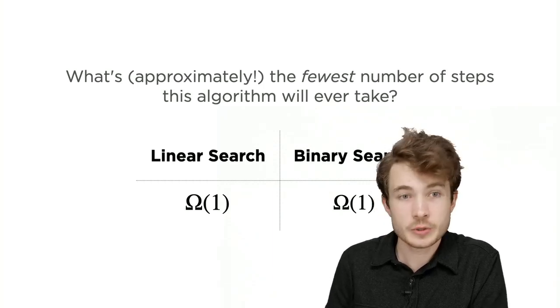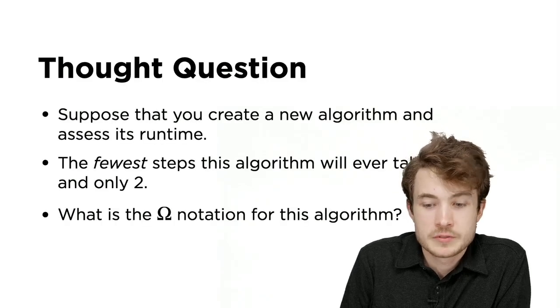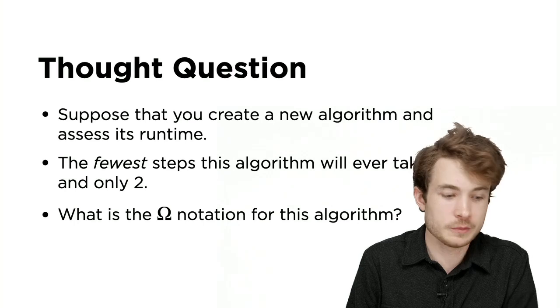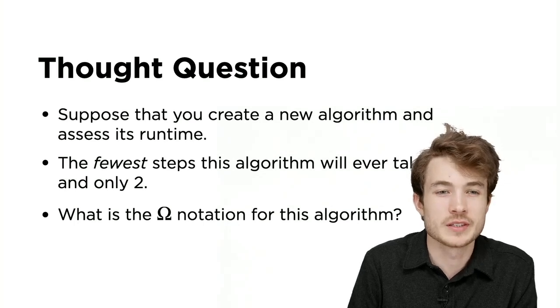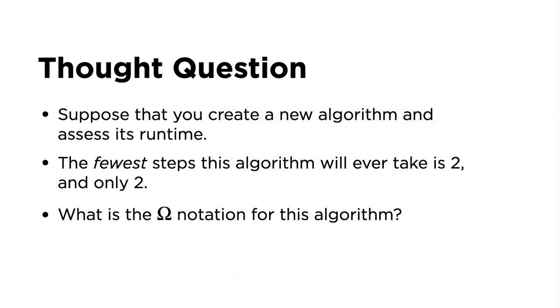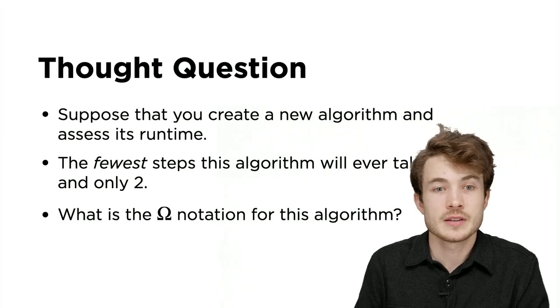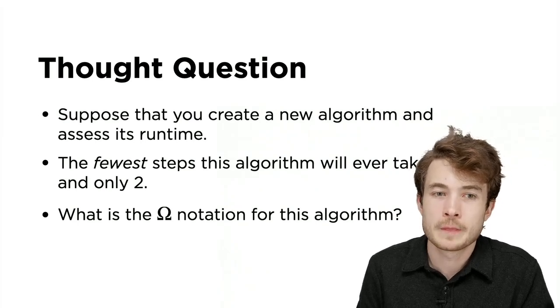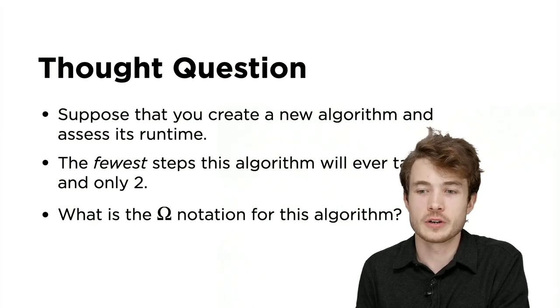OK. So here's a question for you all then. Suppose that you are creating a new algorithm, and you want to assess its runtime. That is, how quickly does it run? You find out that the fewest steps this algorithm will ever take is 2 and only 2. And now the question is, what is the big omega notation for this algorithm? Keeping in mind what we've just discussed, suppose in the best case, this algorithm takes 2 steps. What would be the omega notation for this algorithm?